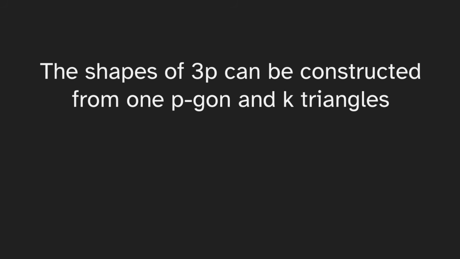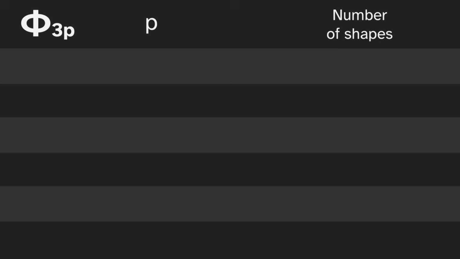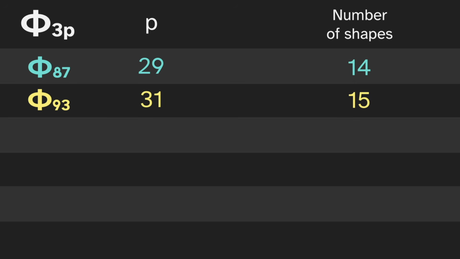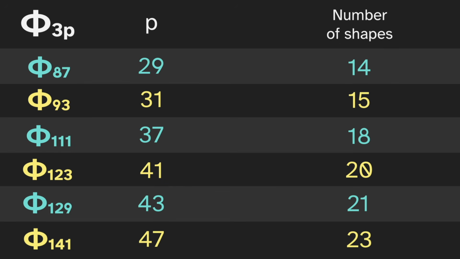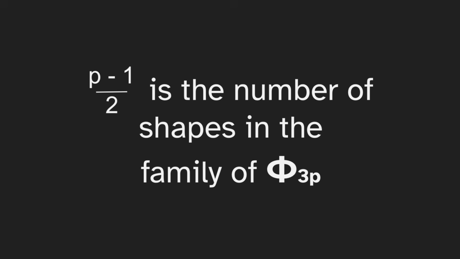But now we come back to that other question: how many shapes are there? Let's take a look at some examples. Phi sub 87 arises when p is 29, and we get 14 shapes. With p being 31, we get 15 shapes. And then here are the next few primes. And what we see is that the number of shapes is equal to p minus 1 over 2. And this is always true. P minus 1 over 2 is the number of shapes in the family of phi sub 3p.